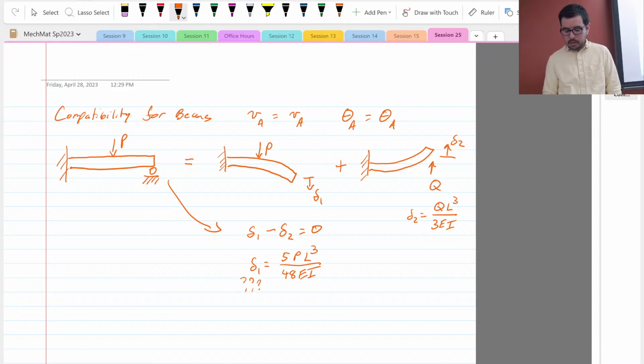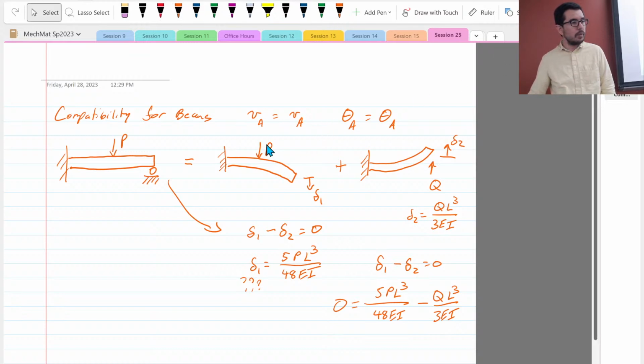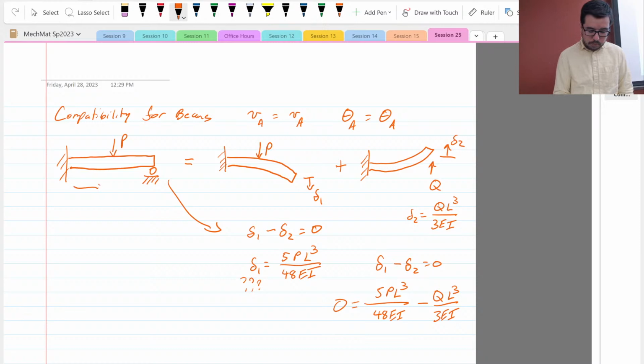But the point is that you equate these to each other so that you get this equation, and how many unknowns are there? Just one, the Q. So then we can solve for Q. If someone can fact check, I don't remember what this one is. When it's at the middle, this is L over 2. Anyway, it's in the notes.